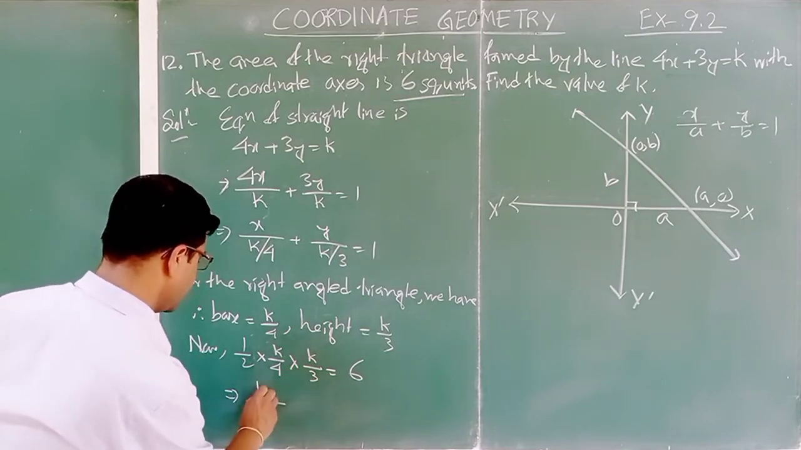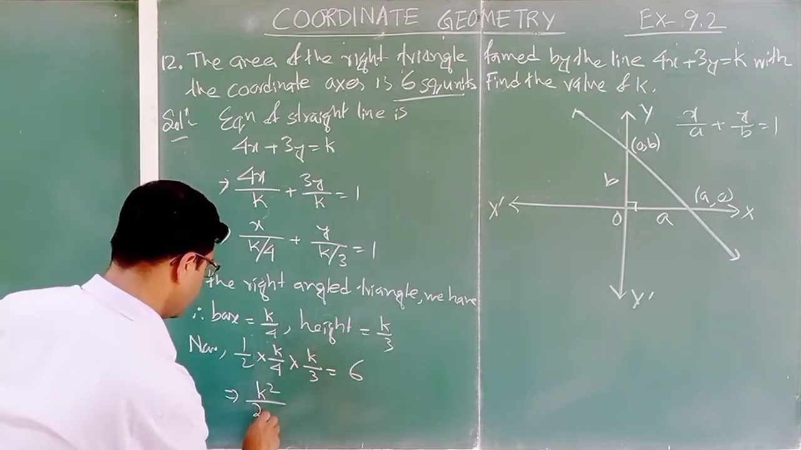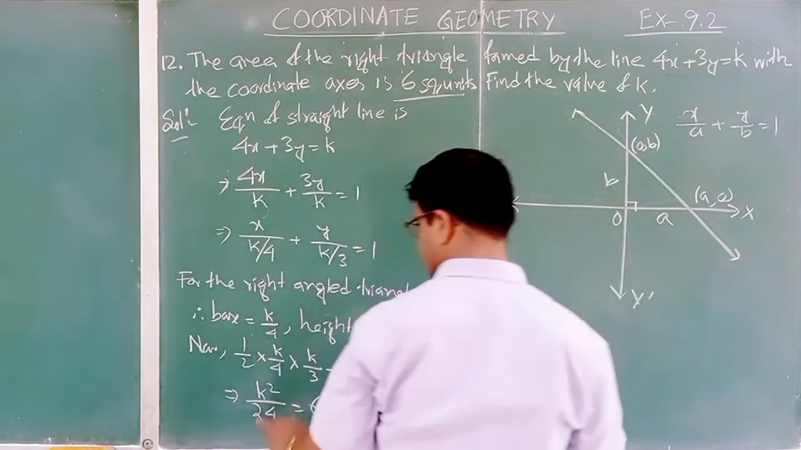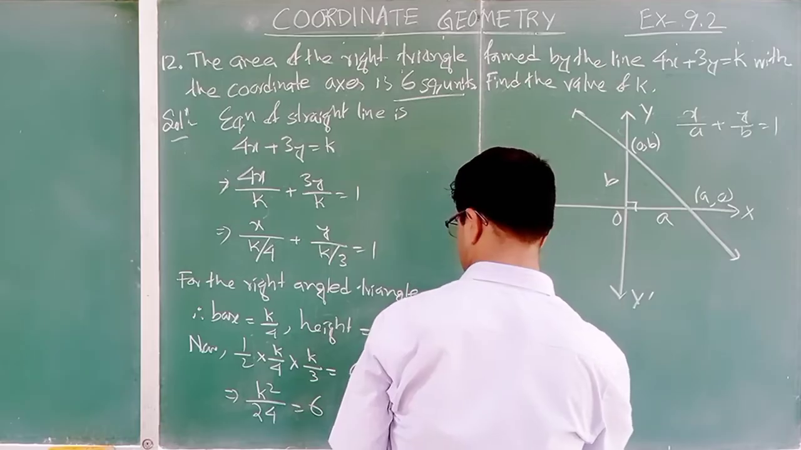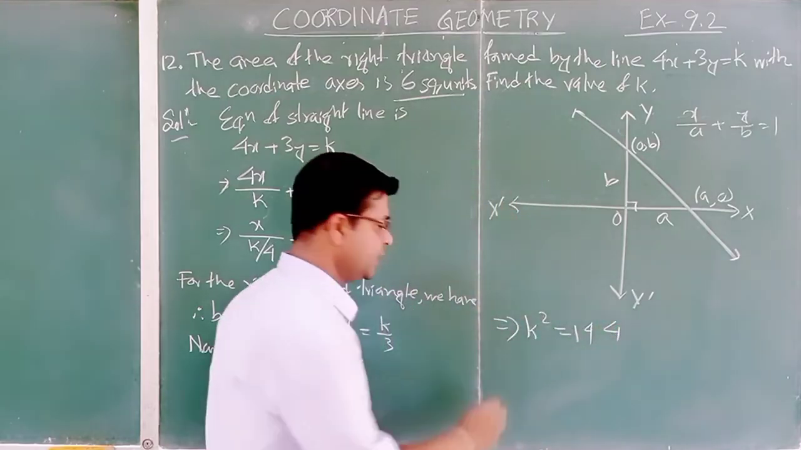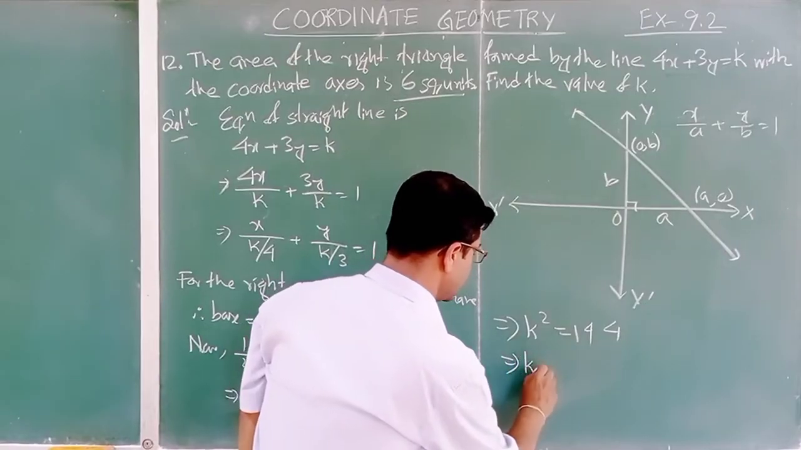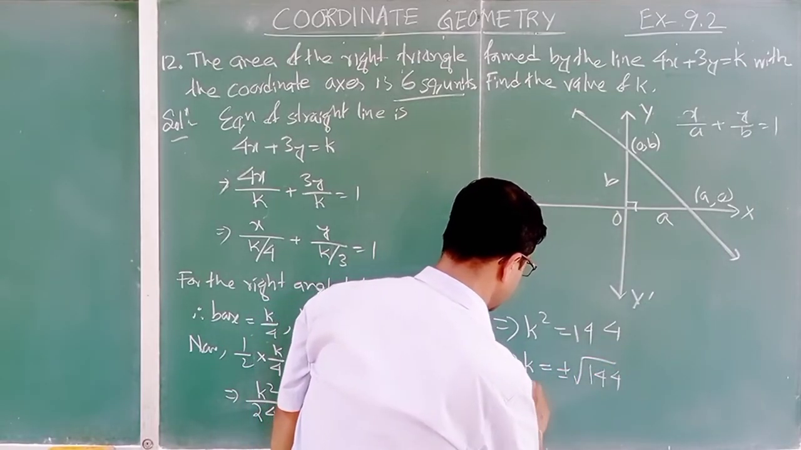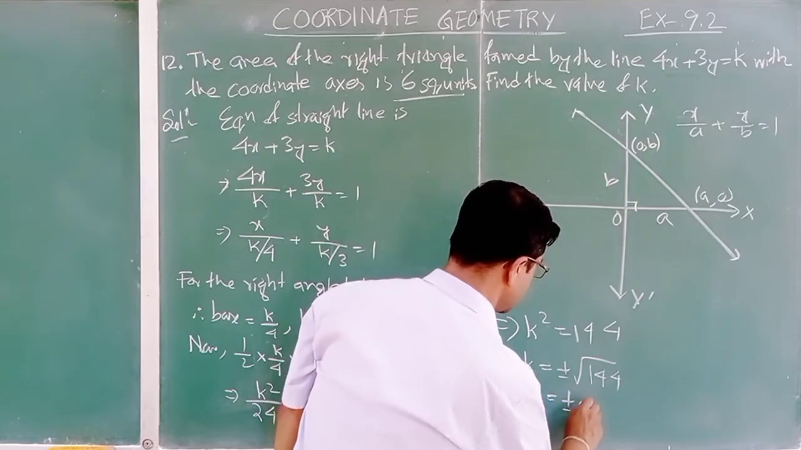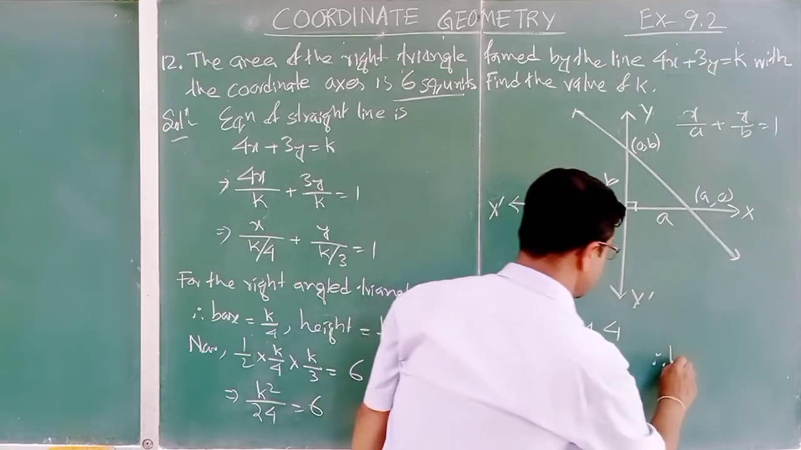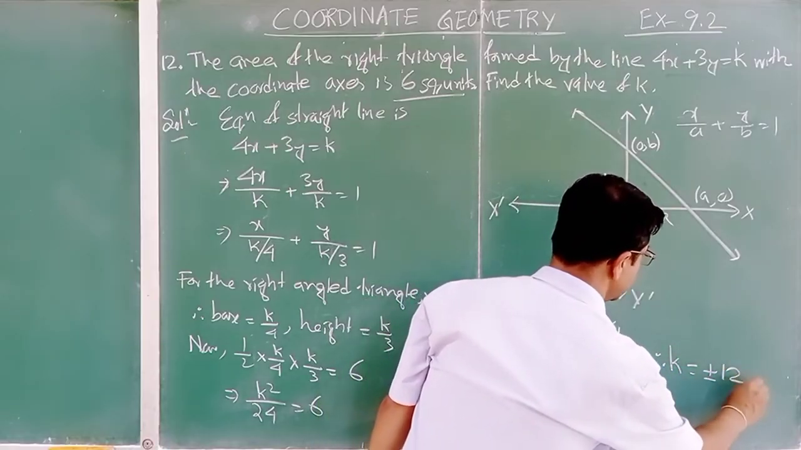Let us simplify. k into k is k square, 3 4s are 12, 12 2s are 24, equals 6. Let us cross multiply. k square is 6 into 24, which is 144. Got it? So let us solve for k equal to plus minus square root of 144. You see, the thing is very simple. The square root of 144, you know it, is 12. Therefore the value of k is equal to plus minus 12.